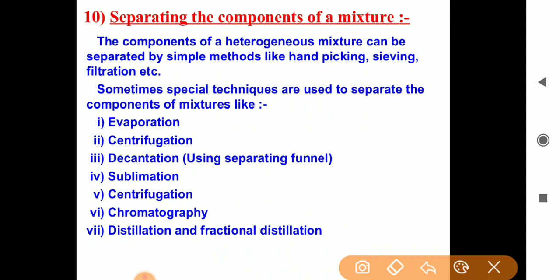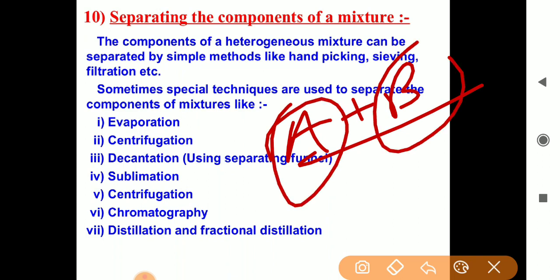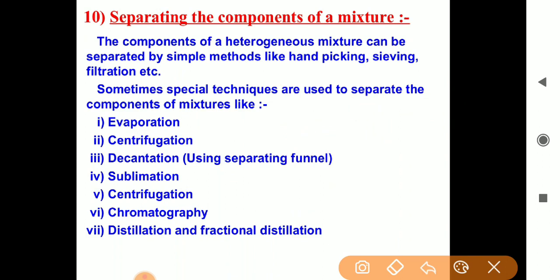Components of a mixture means, suppose A plus B का mixture है and you want to separate A from B. These are the two components: A is one component, B is one component. So how will you separate these components from the mixture? That we are going to see. The methods or techniques used for separation of these components we are going to discuss here. The first is the evaporation technique, then the second is the centrifugation technique, then decantation, sublimation, chromatography, distillation and fractional distillation.